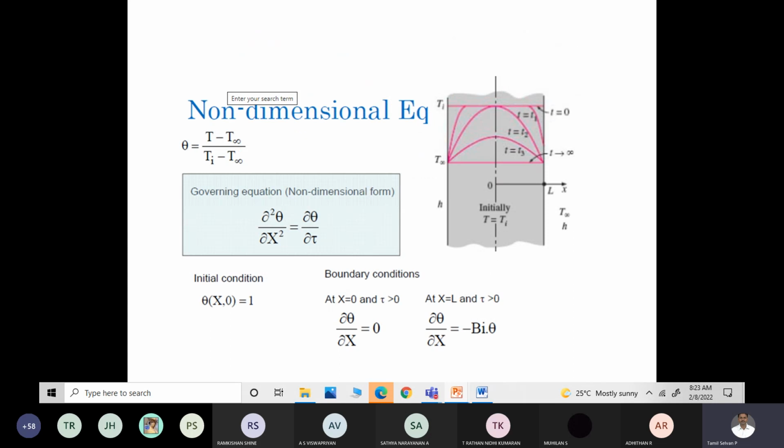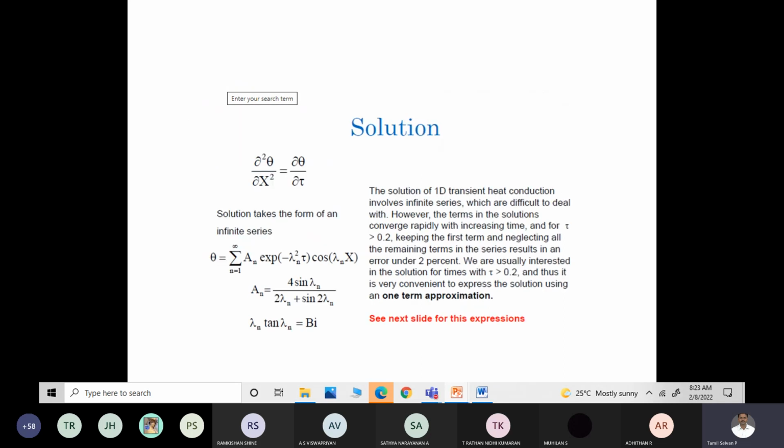The Fourier number we know is equal to alpha t by L squared. Now what happens here is you have the initial condition, the boundary condition at x equal to 0 and tau greater than 0, and the boundary condition at x equal to L and tau greater than 0. So you will be having 2 or 3 different boundary conditions, and for this we will be getting an approximate solution.